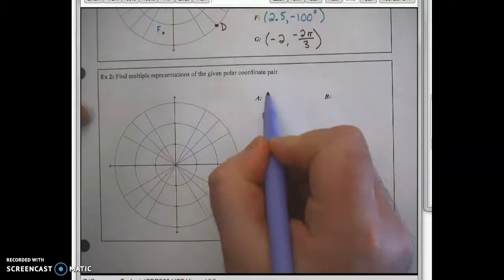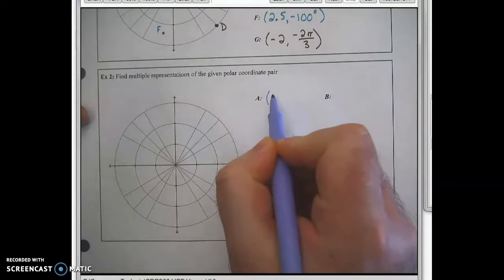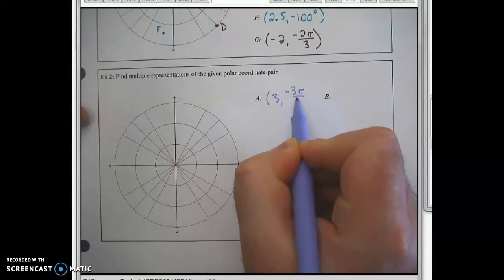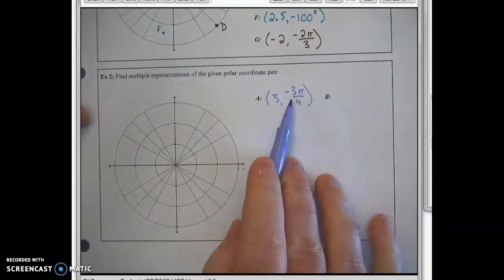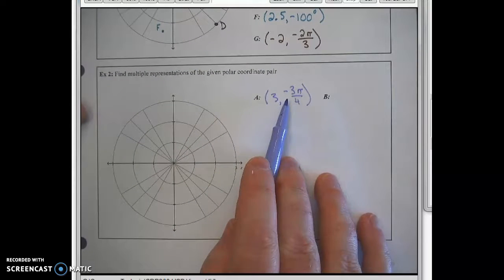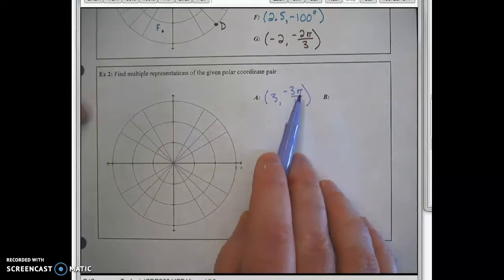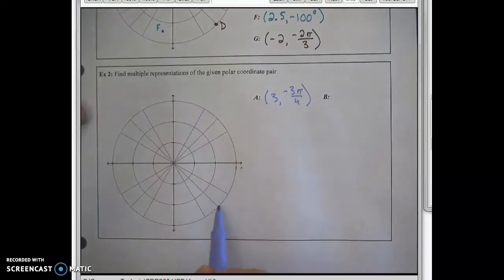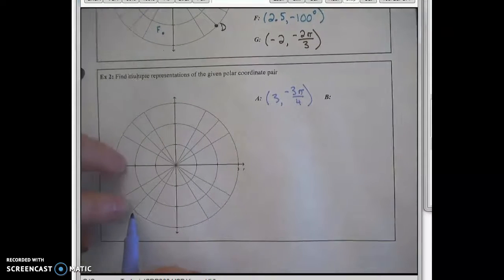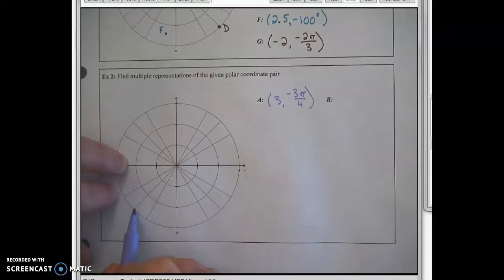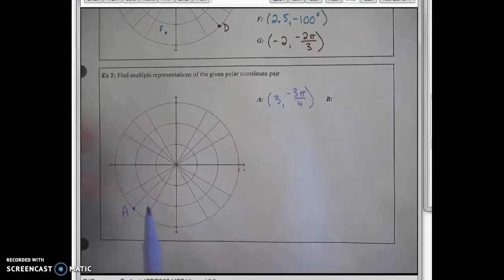So our first coordinates are 3, negative 3 pi over 4. All right, so pause it, try to graph this on your own. Let's see how you did. On 45s, I'm going negative 3, negative 1, negative 2, negative 3. That's the positive side, so I want to go in that direction. So this is where A is.